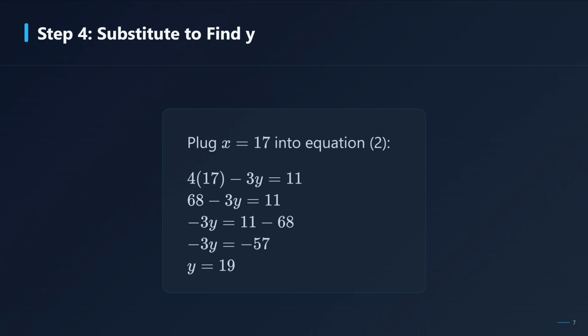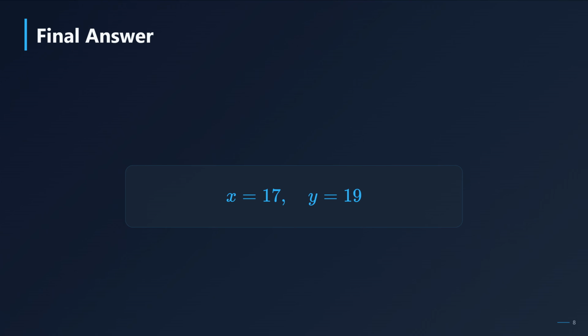Now that we have x equals 17, we substitute it back into one of our original equations. Let's use the second one. 4 times 17 minus 3y equals 11. 4 times 17 is 68, so 68 minus 3y equals 11. Move 68 to the right side. Negative 3y equals negative 57. Divide both sides by negative 3, and we get y equals 19. And there's our answer. x equals 17, y equals 19.